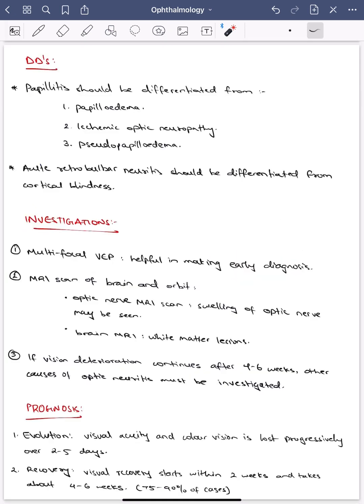Next is the differential diagnosis for optic neuritis. Now, if the features of papillitis are present, then it should be differentiated from papilledema, ischemic optic neuropathy, and pseudopapilledema. Now, if there are features of acute retrobulbar neuritis, it should be differentiated from cortical blindness. So these are the differential diagnoses, that is papilledema, ischemic optic neuropathy, and cortical blindness.